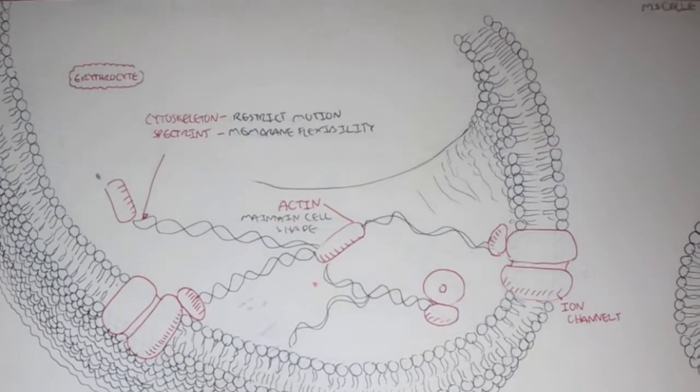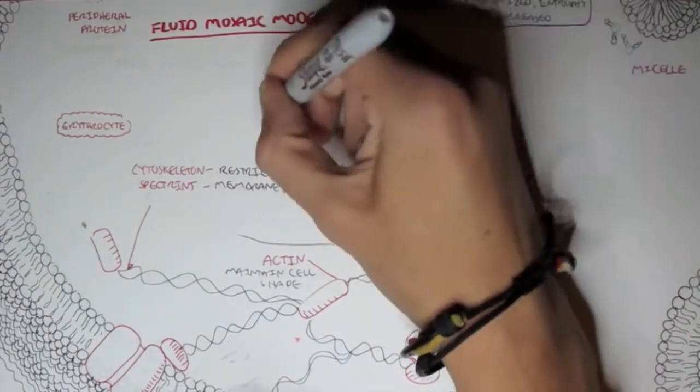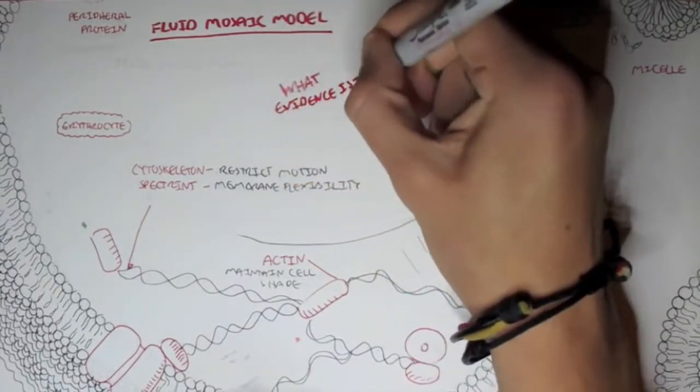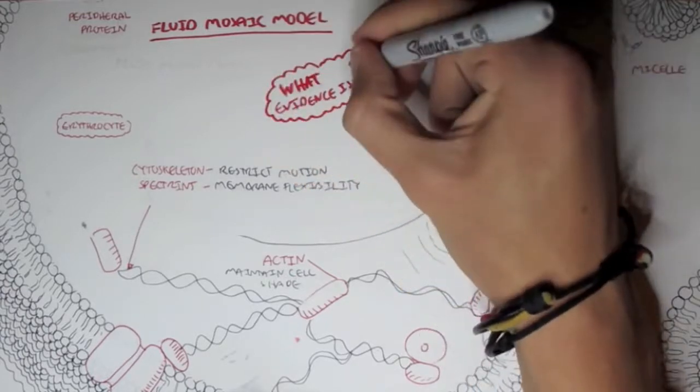And that concludes part 1 of the cell membrane video series. Next video, we'll look at what evidence there is to support the fluid mosaic model, as well as other features of the cell membrane.